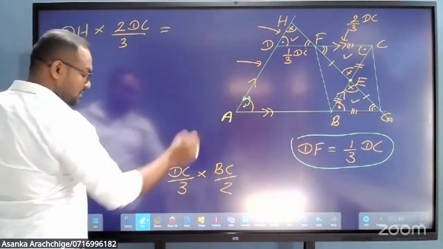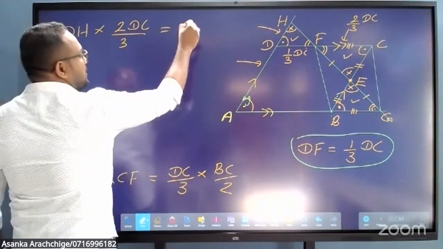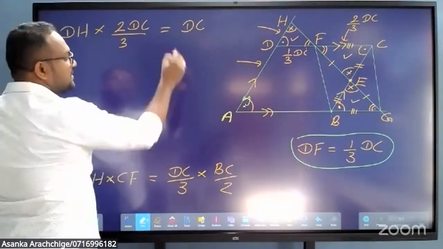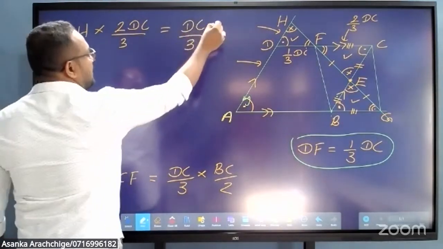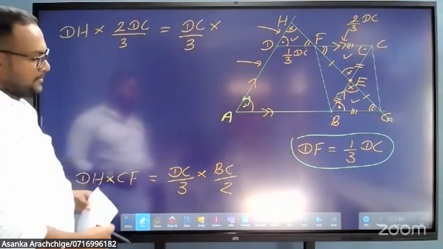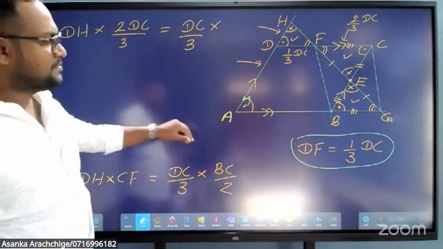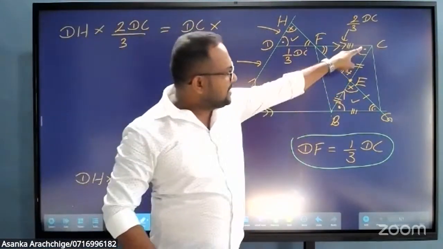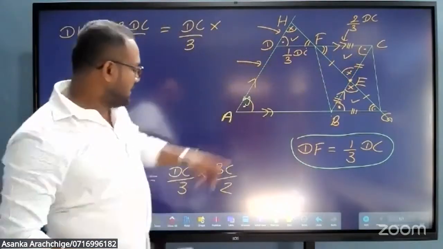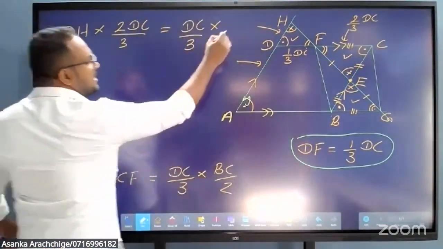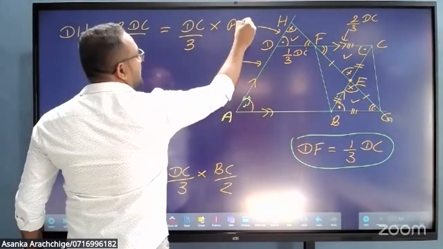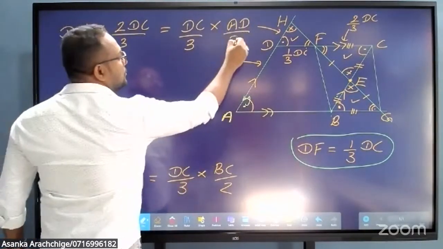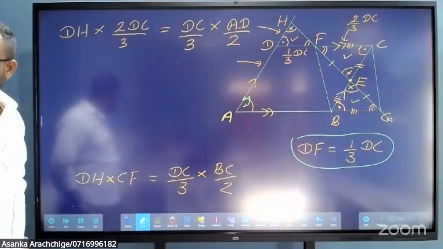That must be equal to DC upon 3 times BC upon 2. What is BC? BC is equal to AD. So instead of BC, write AD upon 2. Clear?